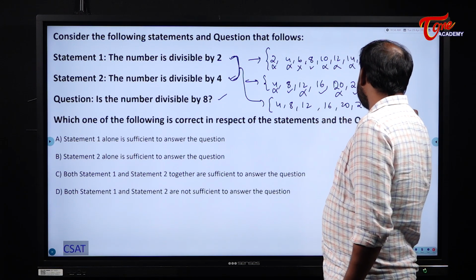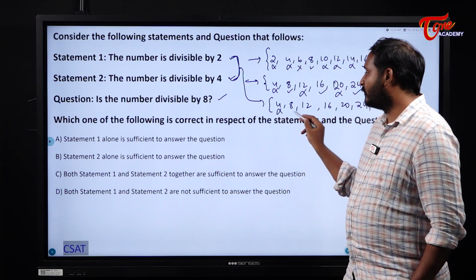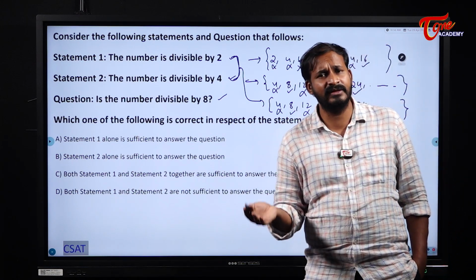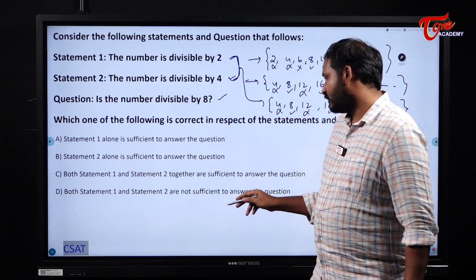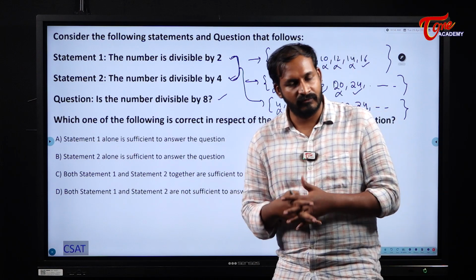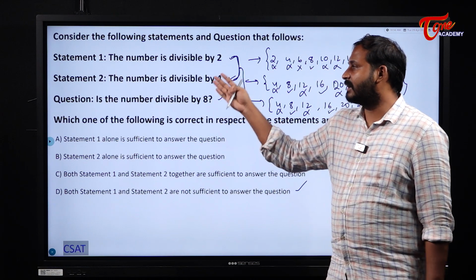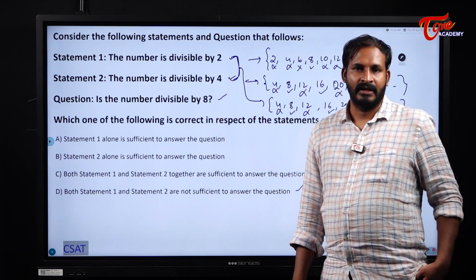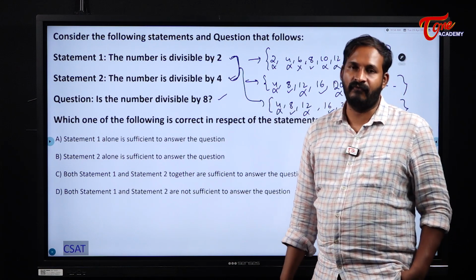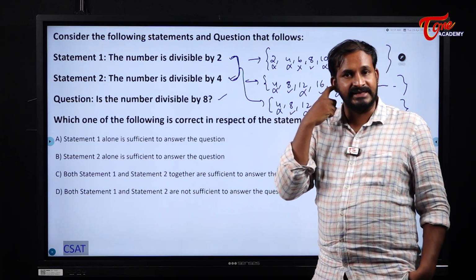Now, I am combining both the statements. First and second also, I will get the same set. Am I able to tell the answer? Still, I am not able to tell the answer, because it may be divisible, may not be divisible. So, both statement 1 and statement 2 together are not sufficient to answer the question. Combining means take the LCM of 2 and 4, which is 4, so write the multiples of 4. Even for that set I cannot tell the exact answer.